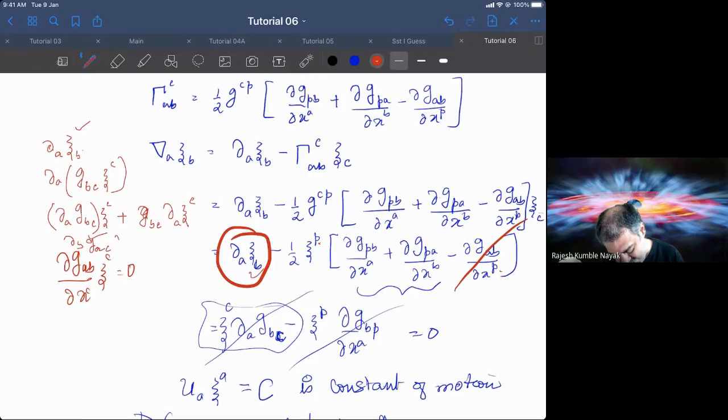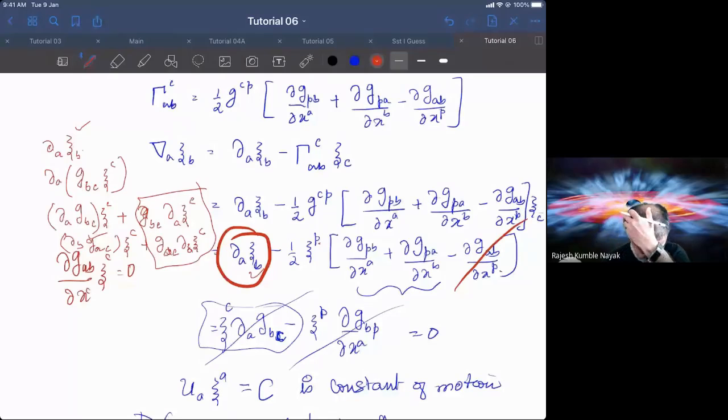GABC into xi C plus G B C, no, B becomes A, and then xi A, no, xi B, xi C. Okay, so these are the two terms which we have there, and in addition, we have one more term here.